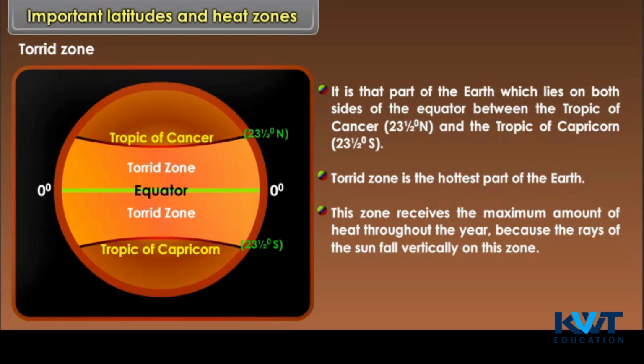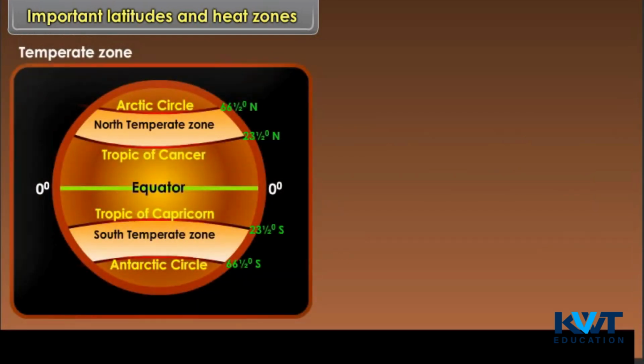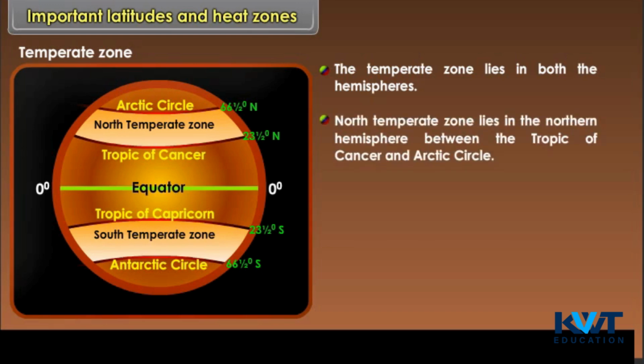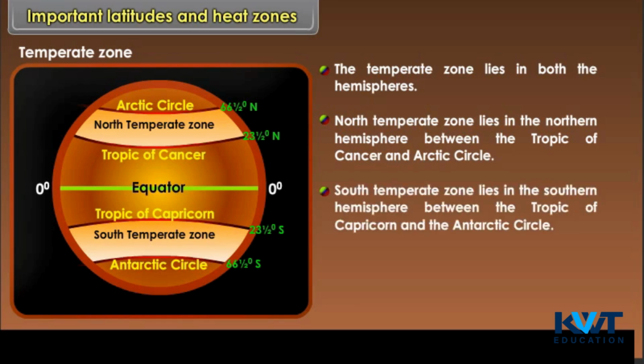Temperate zone. The temperate zone lies in both the hemispheres. North temperate zone lies in the northern hemisphere between the Tropic of Cancer and Arctic Circle. South temperate zone lies in the southern hemisphere between the Tropic of Capricorn and the Antarctic Circle. The zones are neither too hot nor too cold.